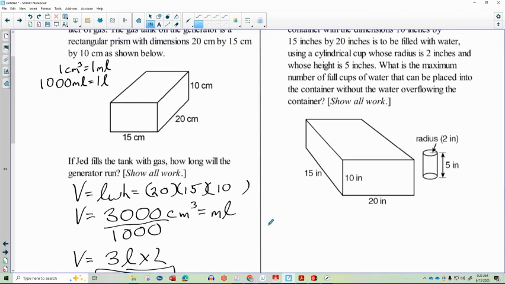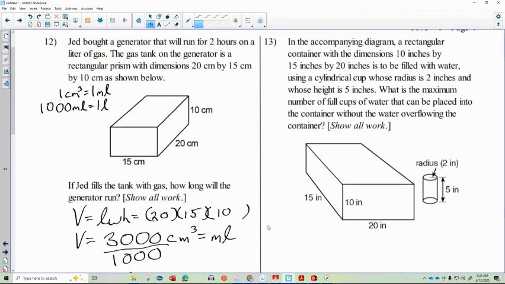All right, and then the last question I'll do is right here. This is a classic question. I can see I have a rectangular prism that's going to be filled with water that's 10 inches by 15 inches by 20 inches. Hey, look at that, it's the same dimensions as the tank on the left. That's going to be an easy calculation. But then we have a cylindrical cup that has a radius of 2 inches and a height of 5. What's the maximum number of full cups of water that can be placed in the container without overflowing? That's the key word there.